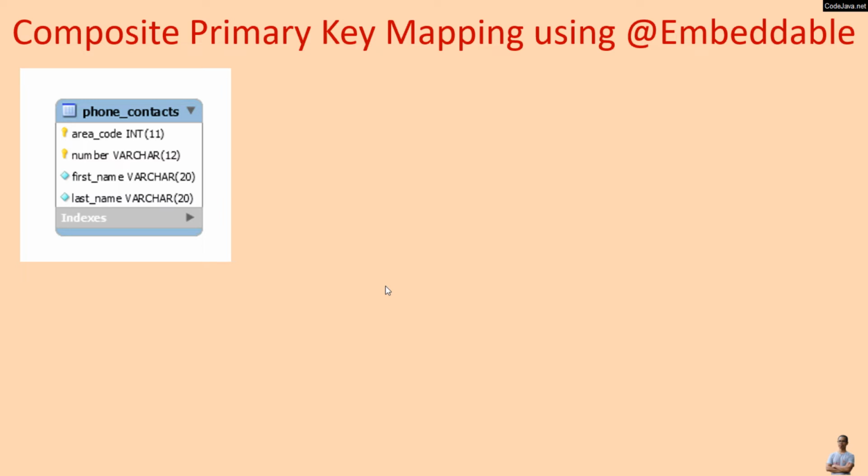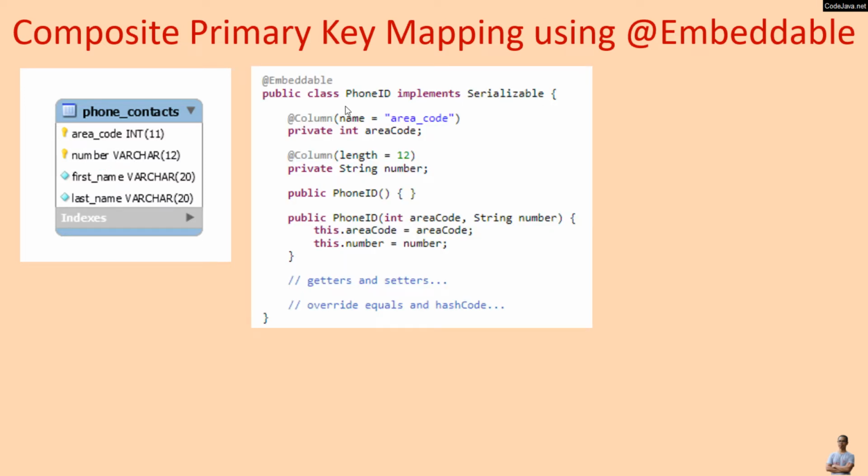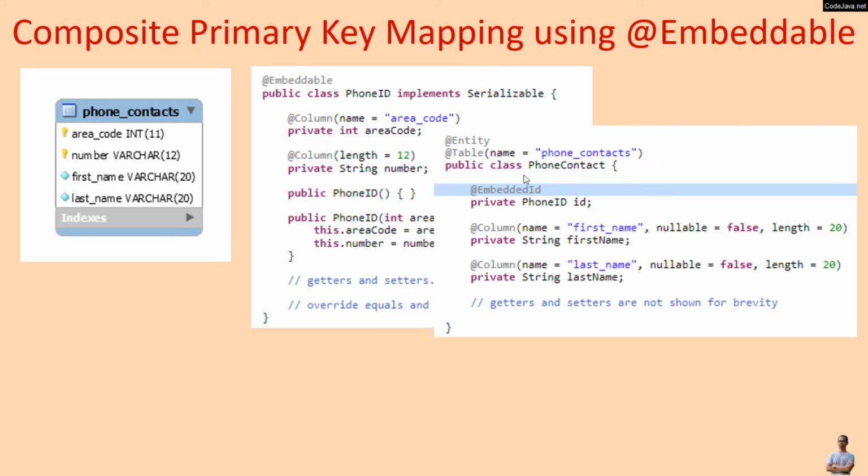Next, I'm going to show you how to implement composite primary key mapping using the Embeddable and EmbeddedId annotations. Suppose that we have the table phone_contacts that has a composite primary key, which consists of two columns, area code and number. So in Java code, we need to write an ID class, PhoneId, like this, that implements the Serializable interface, and it should be annotated using the Embeddable annotation, and it declares the mapping fields to the columns in the database as usual. Okay, and in the entity class PhoneContact, we declare an EmbeddedId field like this that refers to the ID class.